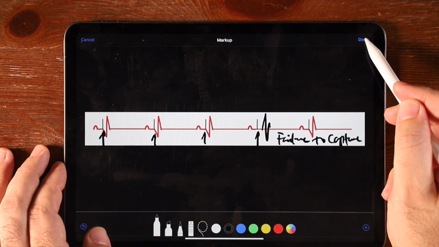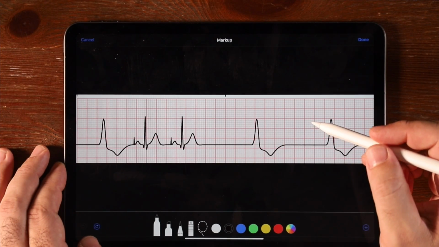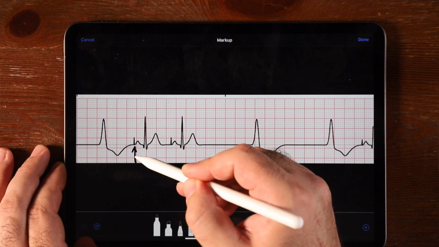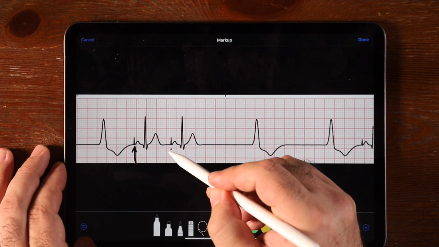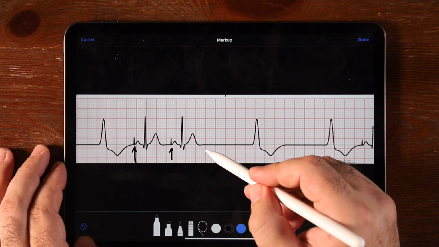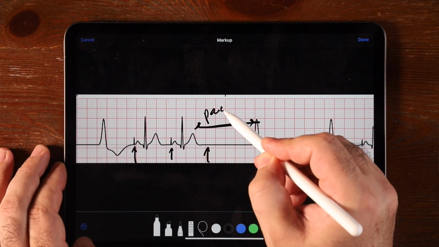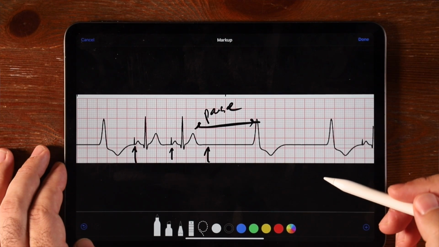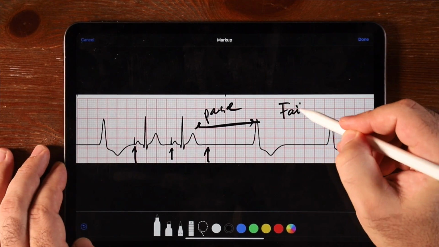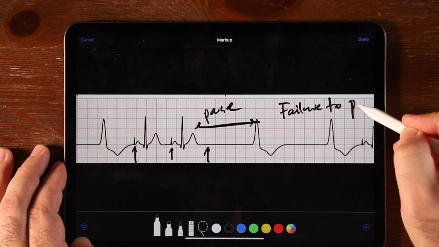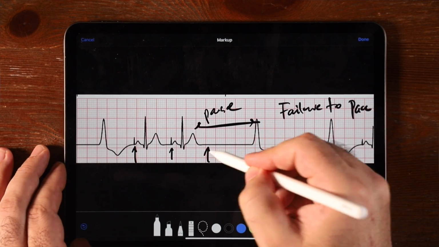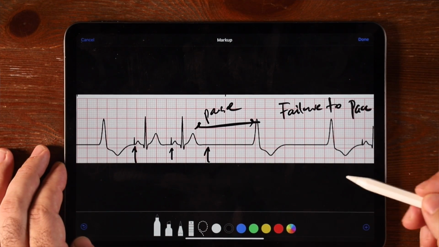The second one I want to talk about is this rhythm right here. You've got a pacing here before a P wave, you've got another pacing before a P wave, and then there's no pacing here, and there is a pause. All right, there is a pause. So what happened here? What do I call this? This is called failure to pace. Okay, it did not pace. That's failure to pace. Simple as that.